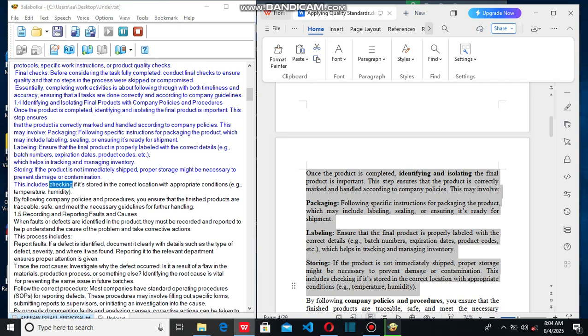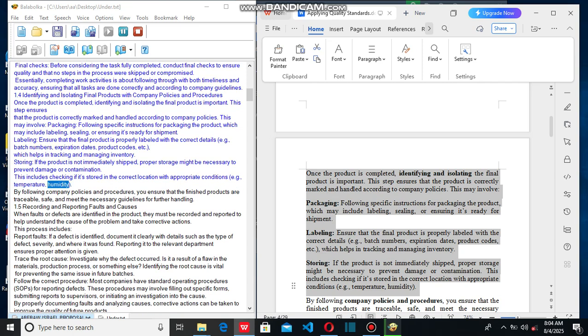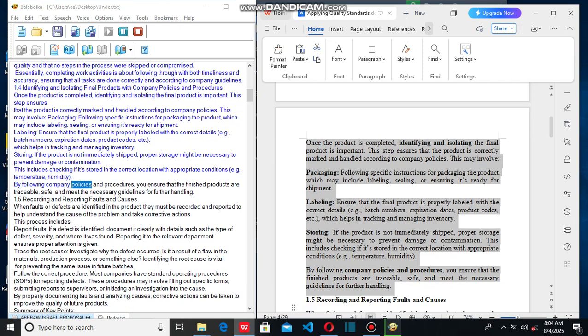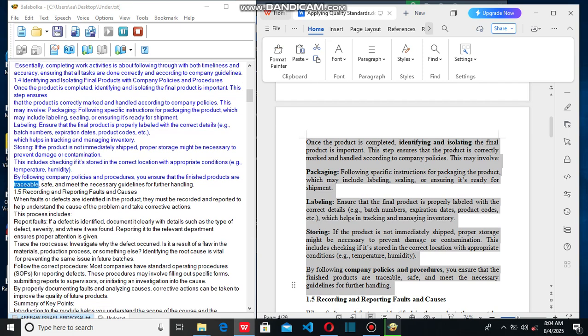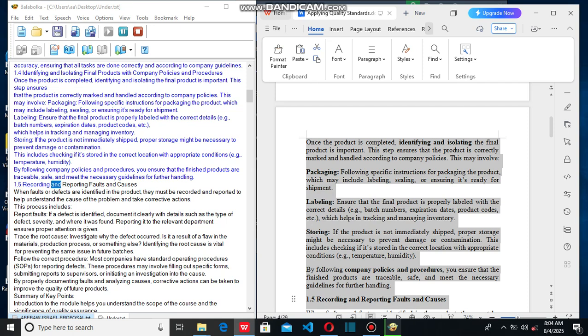This includes checking if it's stored in the correct location with appropriate conditions, for example temperature and humidity. By following company policies and procedures, you ensure that the finished products are traceable, safe, and meet the necessary guidelines for further handling.